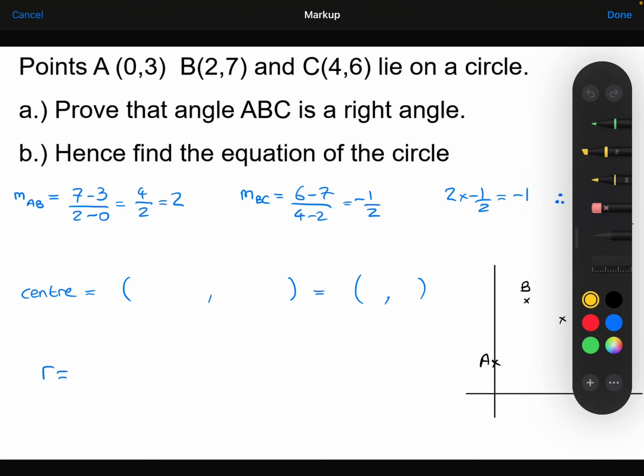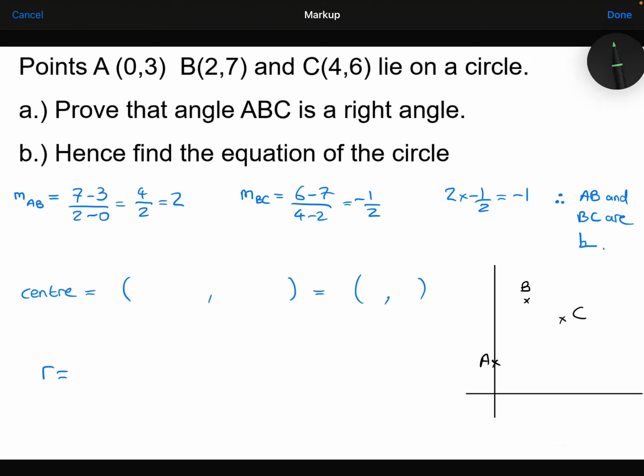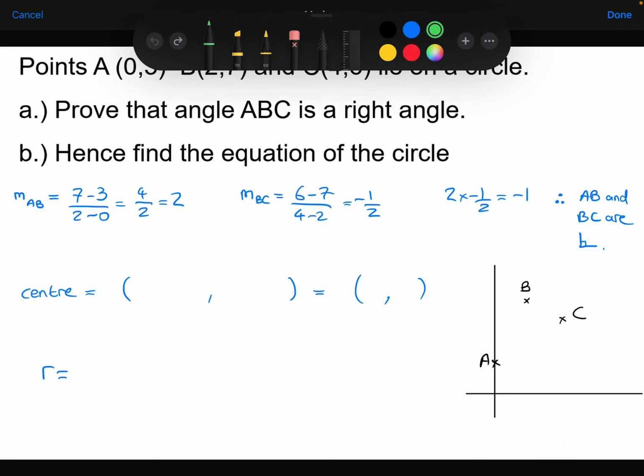Second example. I've been told that the points A, B, and C lie on a circle. Part A says to prove that triangle ABC is a right angle. So you can see I've just drawn a little sketch down here, just to help me explain this and to help visualise what's going on.